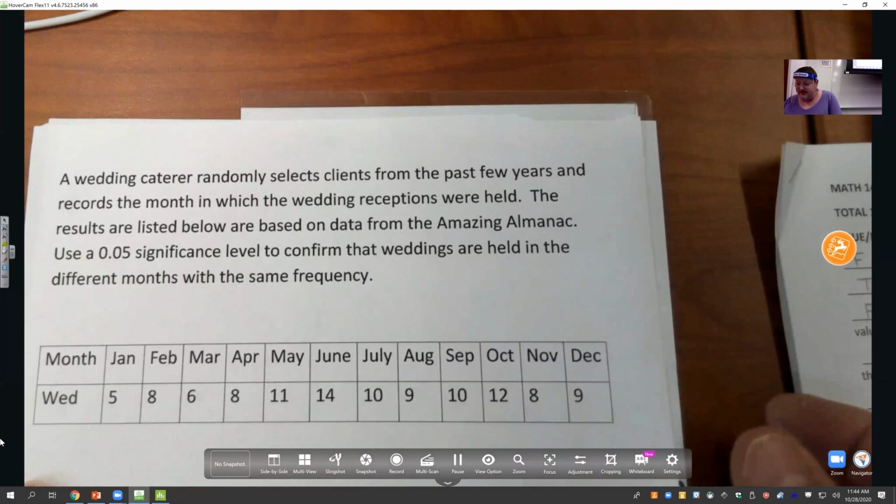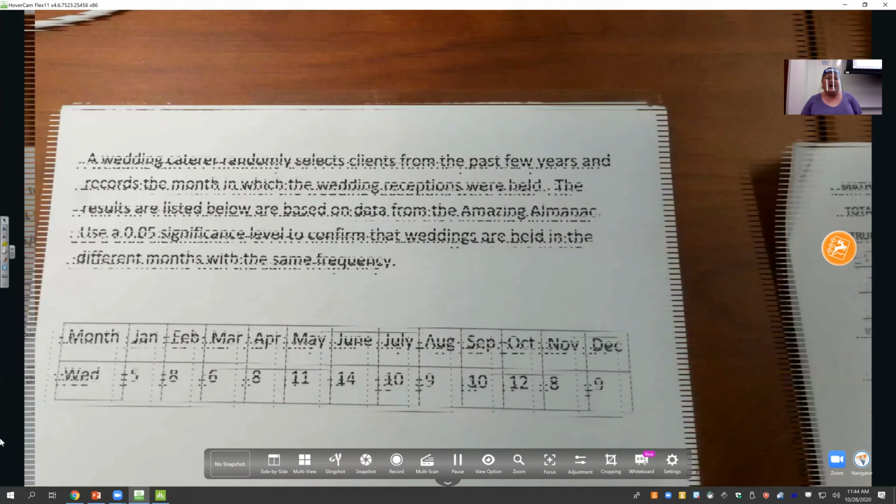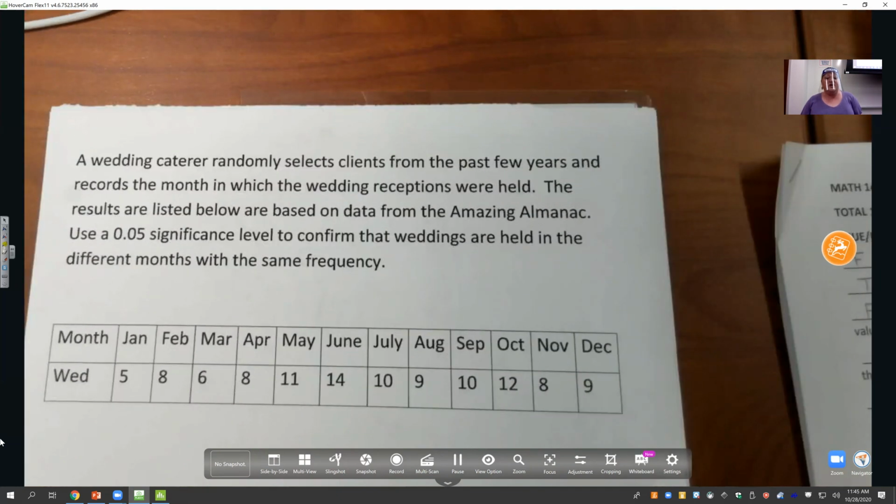This one says, a wedding caterer randomly selects clients from the past few years and records the month in which the wedding receptions were held. The results are listed below, based on the data from the Amazing Almanac. Use a 0.05 significance level to confirm that weddings are held in the different months with the same frequency. That basically is the same number of weddings every month.